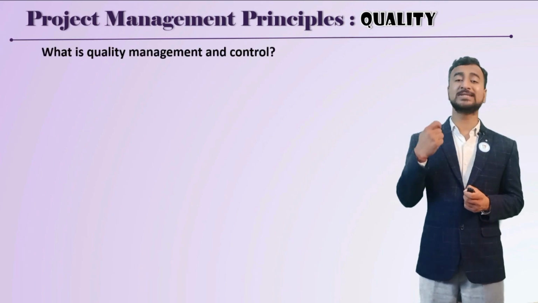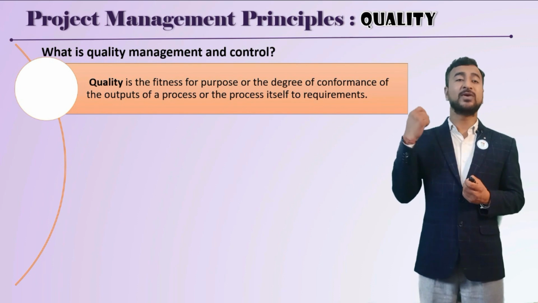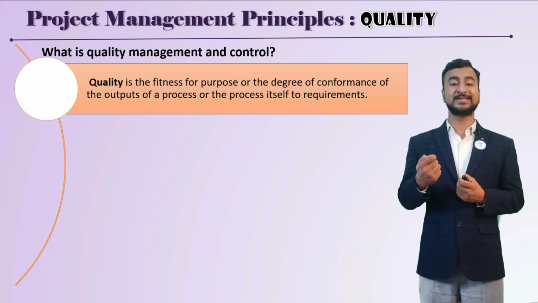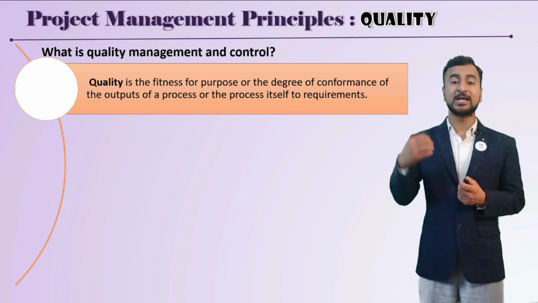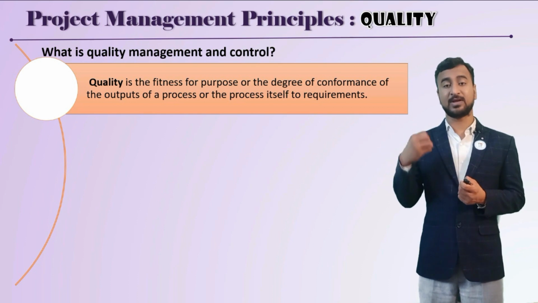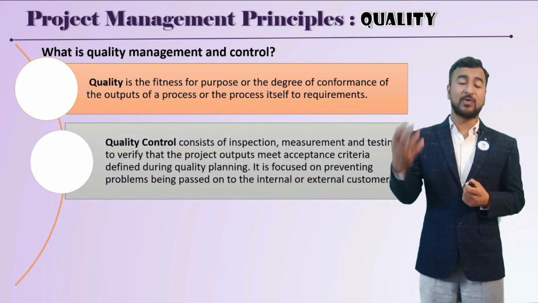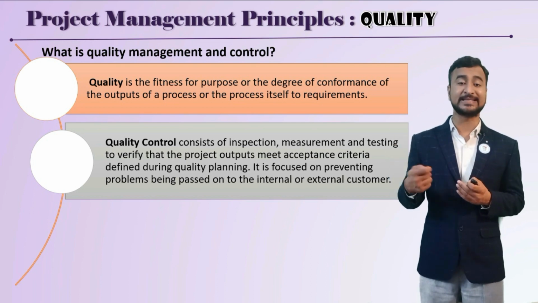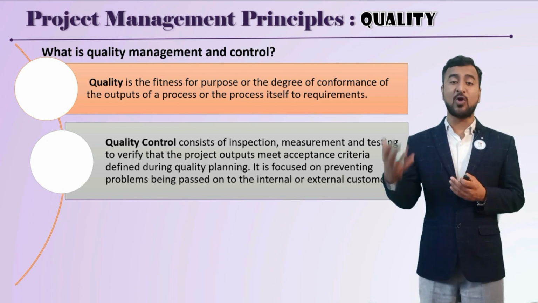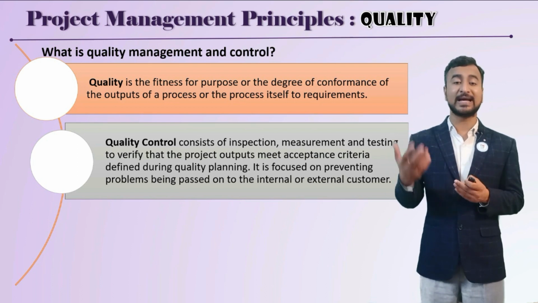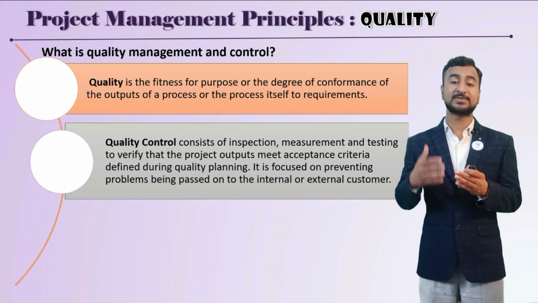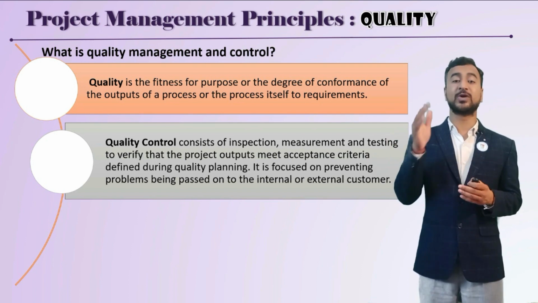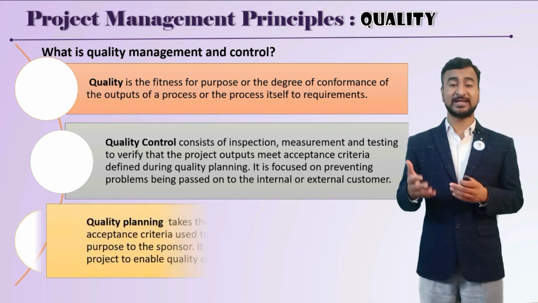Let me clarify further. What is quality management and control? First, you need to understand that quality is fitness for purpose and the degree of conformance of the output, or of the process itself, to the requirement. What is quality control? Quality control consists of inspections, measurement, testing, and verifying the project output or deliverables, and providing acceptance criteria. It is focused on preventing problems or errors from passing on to your customer. You can prevent them at the execution level itself.